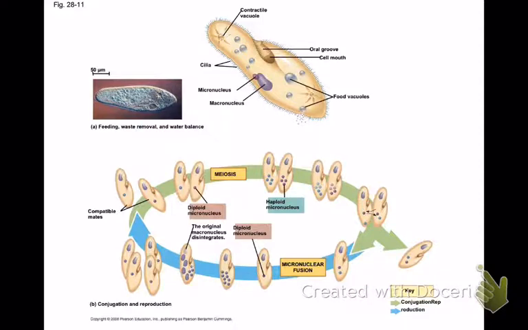Those nuclei fuse into one nucleus, and then they begin to divide, and the nuclei fuse to form a new macronucleus, and the old macronucleus degenerates. So now you end up with two genetically unique or distinct cells.